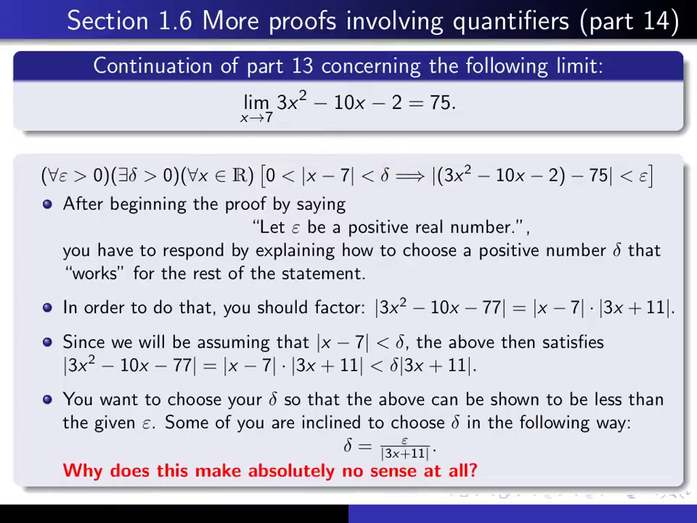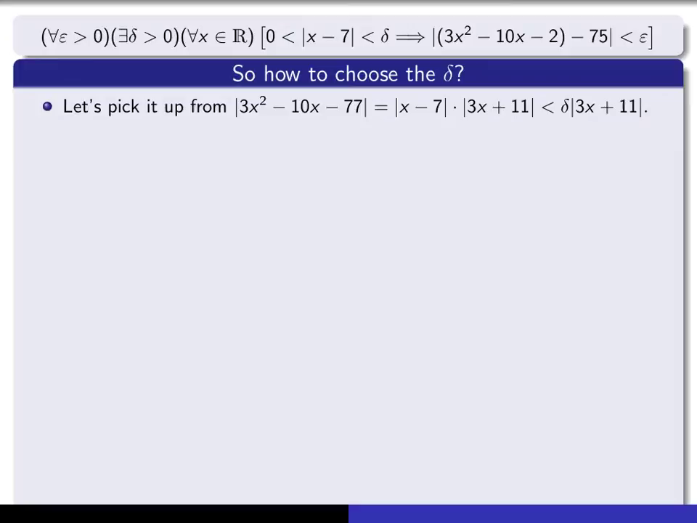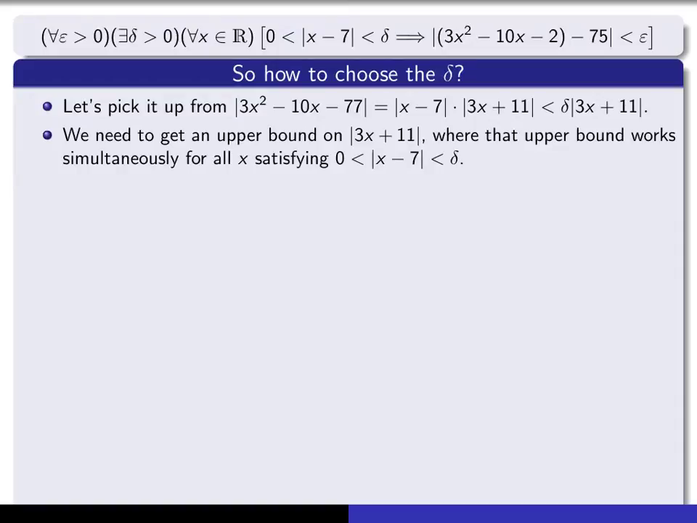Okay, so we come back to the question, how are we going to choose that delta? So let's pick things up from this statement here, which we had on the previous page, that this quantity is smaller than delta times 3x plus 11. So basically what you need to do is you need to get an upper bound on this absolute 3x plus 11. Because if I could replace that by a single number without any x's in it, I wouldn't have any trouble figuring out how to make that smaller than my epsilon.